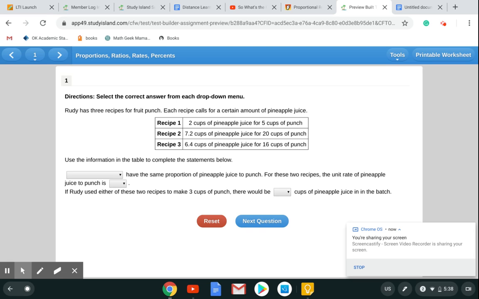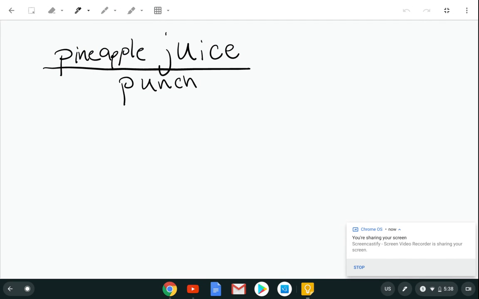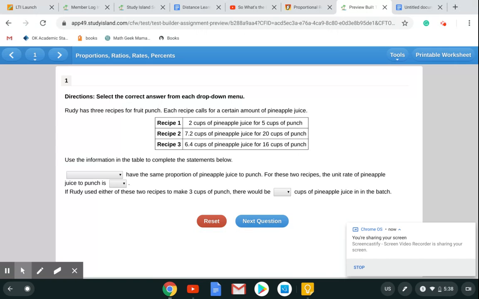Okay, so we're looking for the two recipes that have the same proportion of pineapple juice to punch. Our pineapple juice, how much pineapple juice we have, is going to be our top number, and our punch is going to be our bottom number. All right, so we have this table right here that we're going to be looking at.